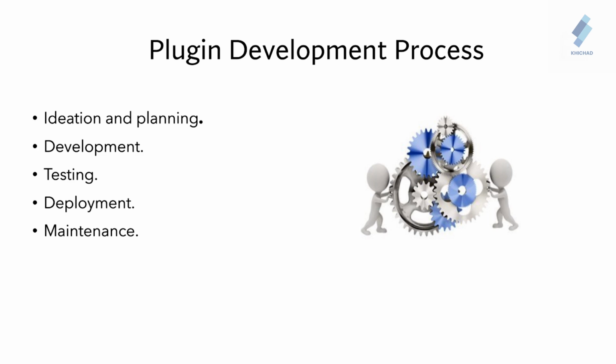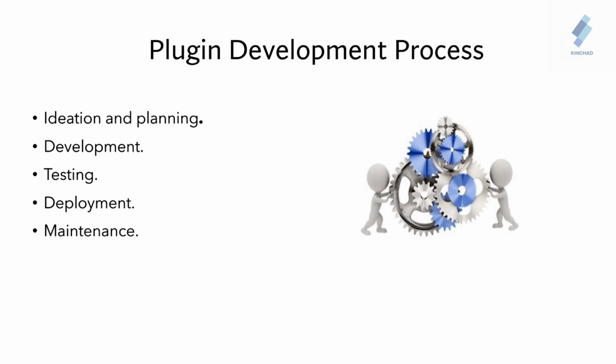Plugin development for library involves a structured process consisting of ideation, development, testing, deployment, and maintenance. First, we talk about ideation and planning. This stage involves brainstorming and outlining the goals and requirements of the plugin, ensuring alignment with organizational objectives. Next is development. The development stage encompasses the actual coding and implementation of the plugin based on defined specifications, leveraging programming languages such as Java or JavaScript.